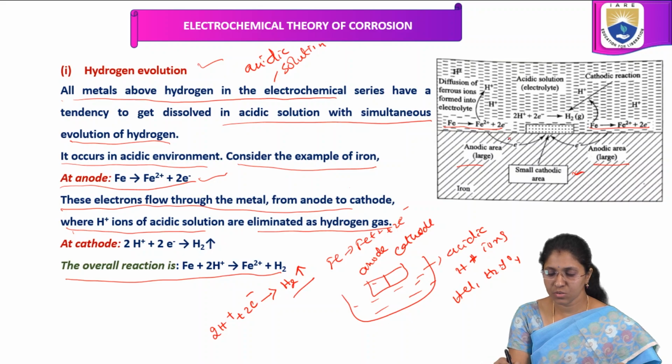Here also same. So in total, this metal is converted into anode and cathode. So see, in this type of corrosion, anodic area is large, cathodic area is small. Here H+ ions are undergoing reduction and forming hydrogen gas. In this type of mechanism, the cathodic reaction takes place in acidic solution when we place a metal in acidic solution.